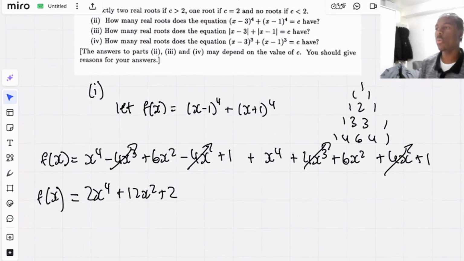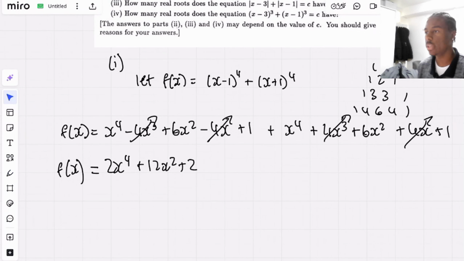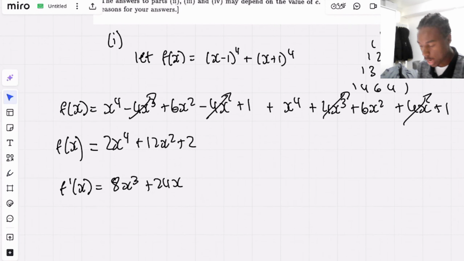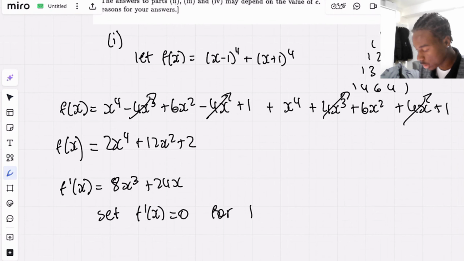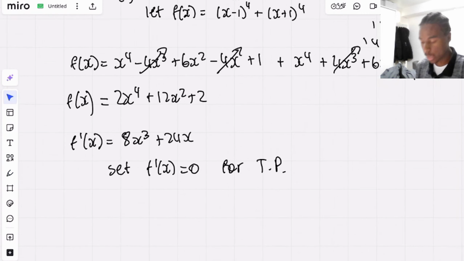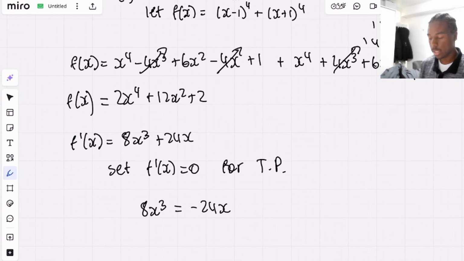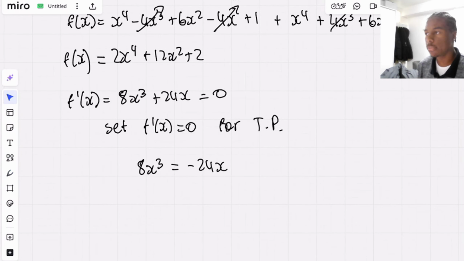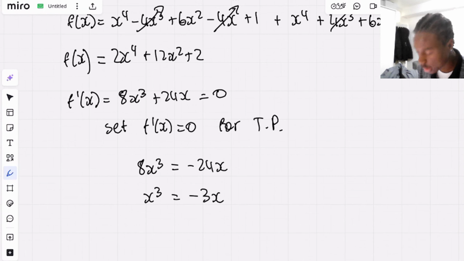Now we want to find the coordinates of any turning points of f of x, so we're going to differentiate and set the derivative equal to 0. So f prime of x is going to be 8x to the 3 plus 24x, and then that constant drops. So we're going to set f prime of x equal to 0 for turning points. Okay, so that's going to be 8x to the 3 equals minus 24x. That's me setting this equal to 0. Okay, so let's just divide through by 8 to start off with. So x to the 3 equals minus 3x.